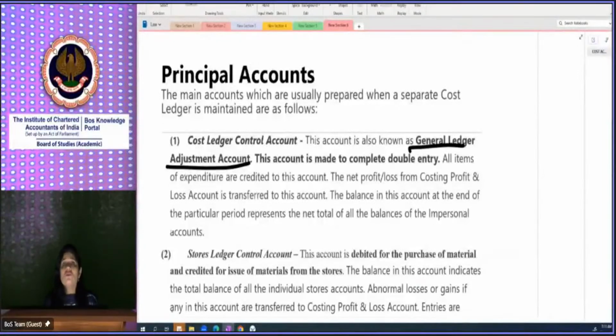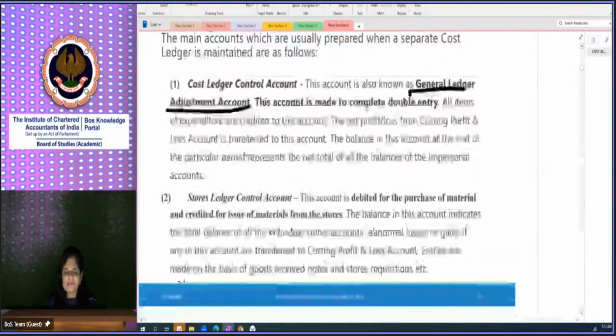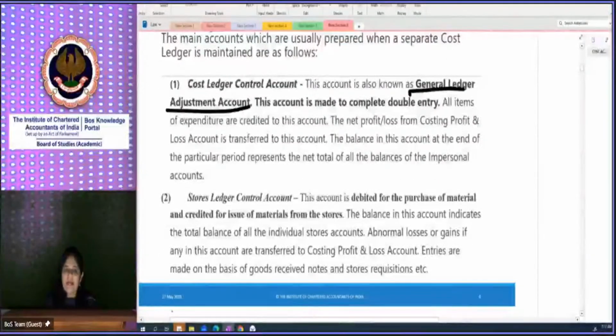All right. So to make the other part of the entry, we use the GL account or cost ledger control account. So any account, the name you can use as general ledger also, or the name you can use as cost ledger also. The net profit or loss from costing profit or loss account is transferred to this account. So once you will understand it better. But just keep in mind that cost ledger control account is basically to bridge the gap between cost record and financial record. So it helps us to pass the double entry.